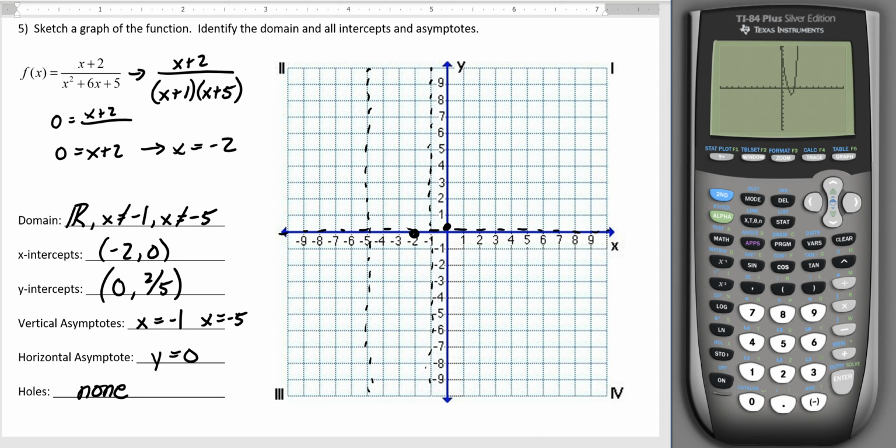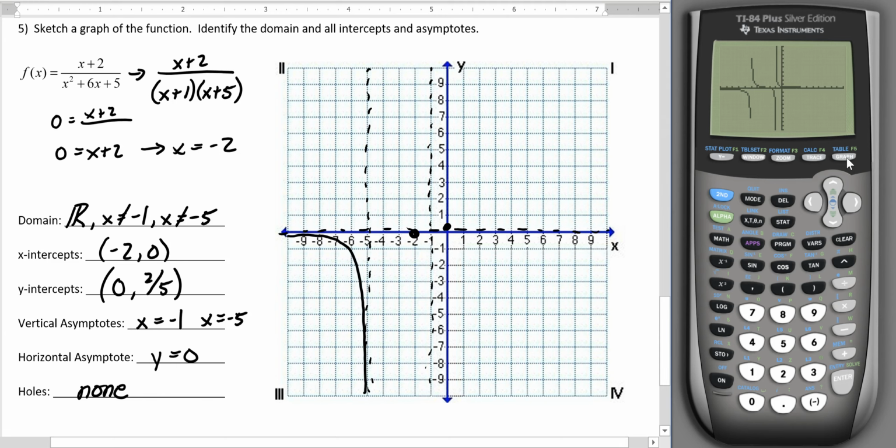And there we go. Now, to solidify this, to really hit it home, let's go ahead and graph it so we can get some more points, make sure we're lining up with everything. So again, put your numerator and denominator in parentheses. So parentheses x plus 2 divided by parentheses x squared plus 6x plus 5. Close those parentheses and graph. And we can see that there. Wow, look at that. Okay, so we can draw this in here.